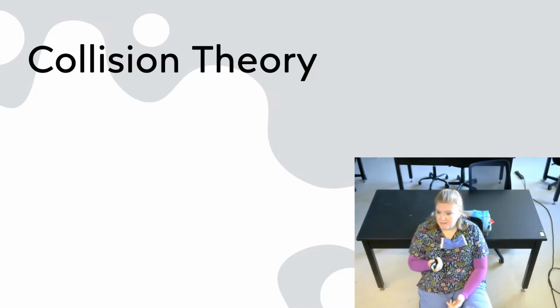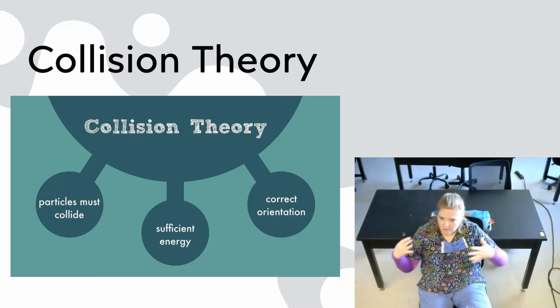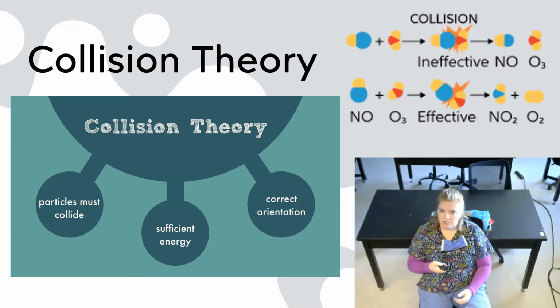Okay, so first we talked about collision theory. In order for a reaction to occur, we obviously need collisions. So if you want baking soda and vinegar to react, you can't just have them in separate containers, right? You actually have to mix the baking soda with the vinegar together. So we need collisions, but not just any old collisions. We need effective collisions.